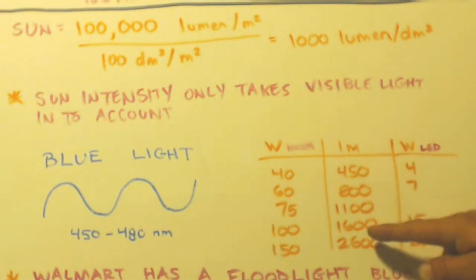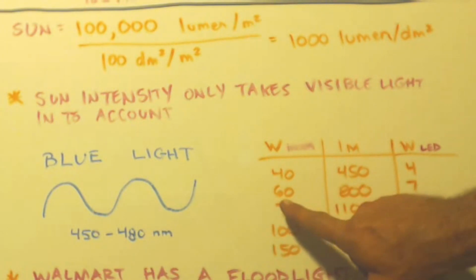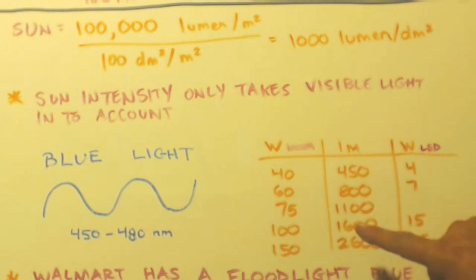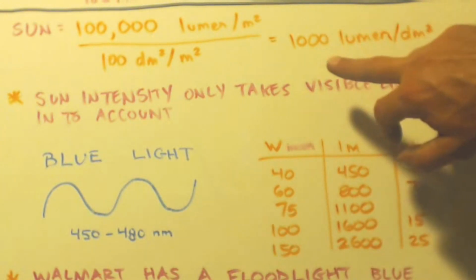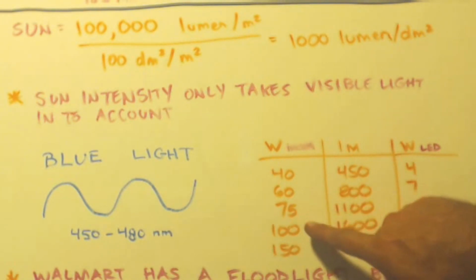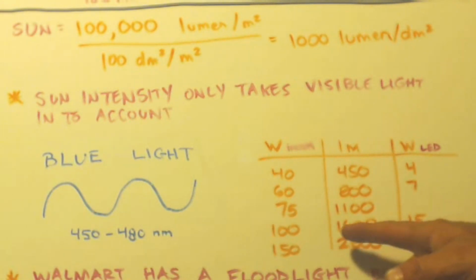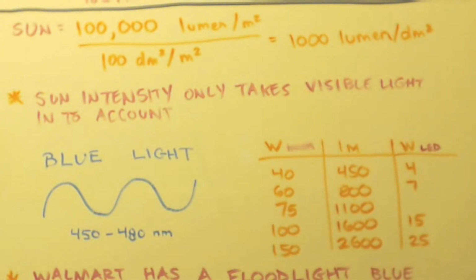Well, this right here is lumens. A 40-watt will give you 450 lumens, a 60 will give you 800 lumens, a 100-watt will give you 1,600 lumens, and so forth. Now, we just said about 1,000 lumens is what we want, right? So that would put us at 75 or higher. So I would want a 100-watt light bulb, or an LED equivalent to a 100-watt light bulb.